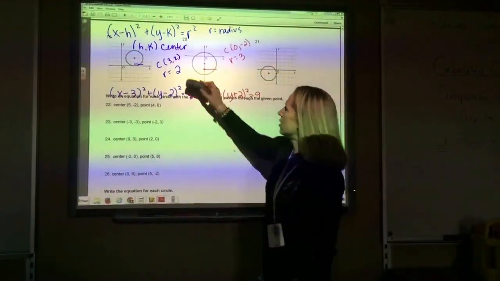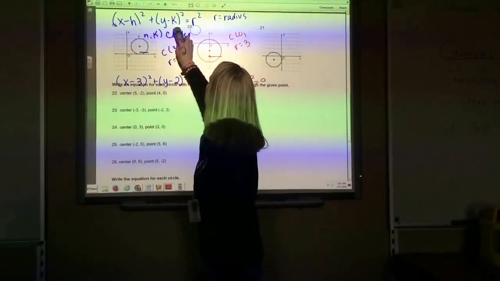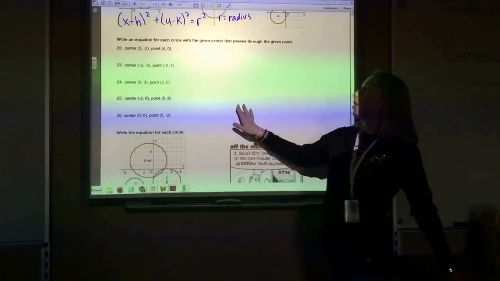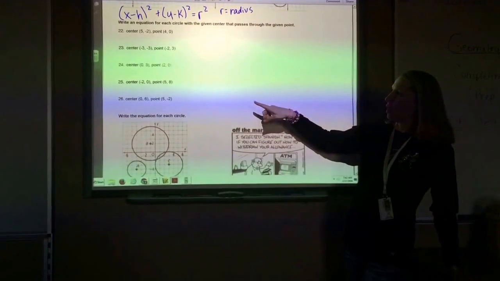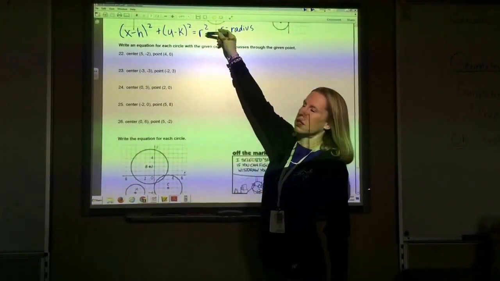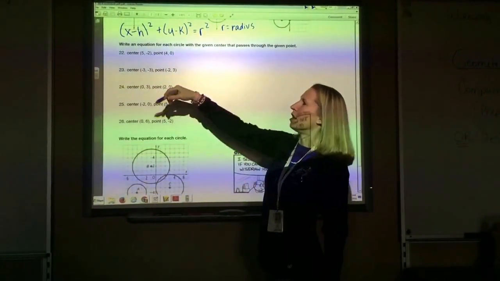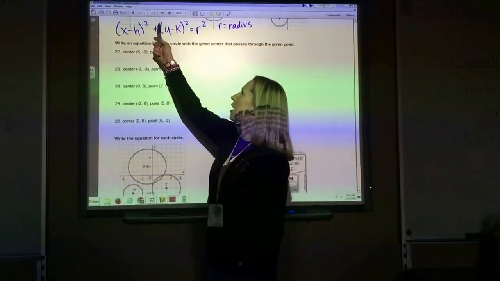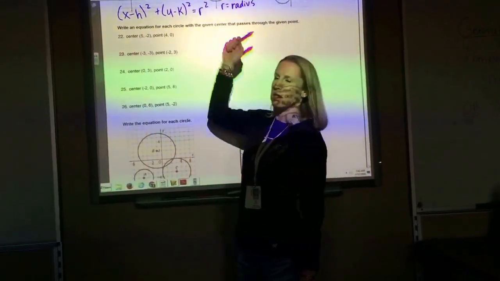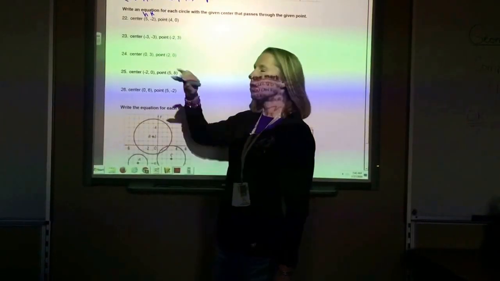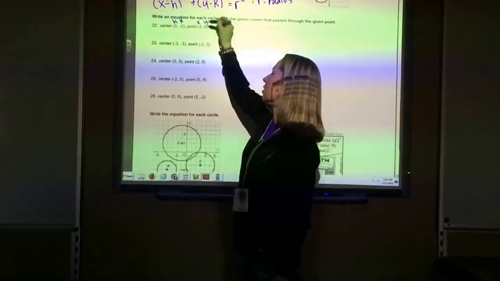Okay, there's only one type of question left, and that's 22 through 26, and those are probably the hardest questions that you're going to have. The problem is you don't have a radius. So we have to find the radius, and then we can plug it into the equation. So remember, it's x minus h squared plus y minus k squared equals r squared. Your center is always h and k. Your point is always x and y.